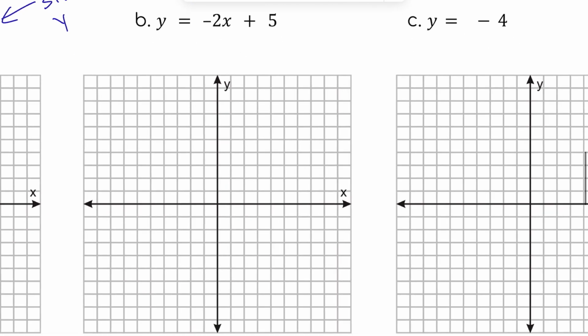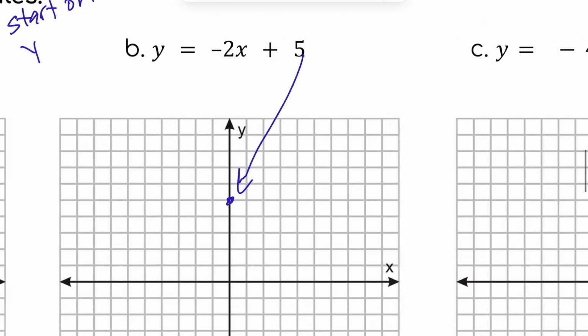And moving on to this next one. This one starts at +5, right there. That's where you start. And then the slope is not a fraction, so make it a fraction. The top number's negative, so that's down. Bottom number's positive, so that's right. So you're going to go down 2, right 1. And there you go. If you want to do a bunch of points, you can. It helps you be more accurate, but it is not necessary. You only need 2 points to draw a line.